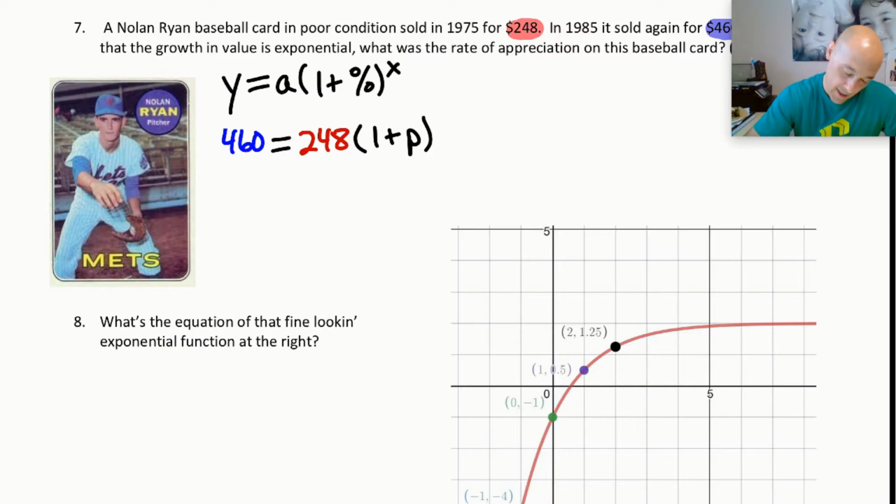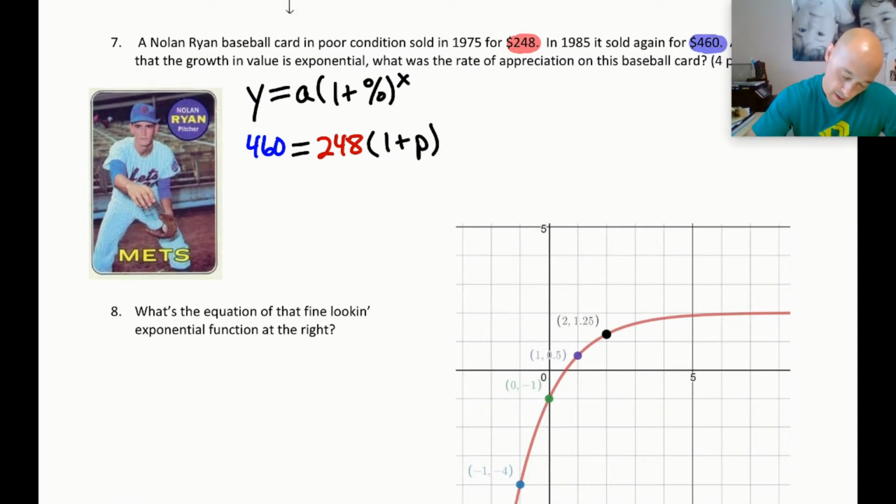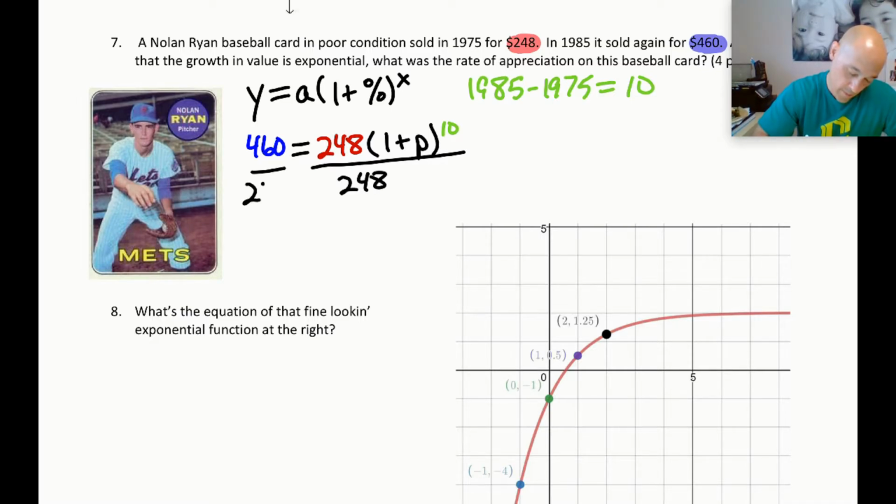Now the way we're going to get x is we're going to take the 1985 and subtract 1975. 1985 minus 1975, and we get 10. So it's going to be to the 10th power because it's 10 years of the appreciation. All right, so the first thing we're going to do here is divide by 248. And when we do that, let's see what we get.